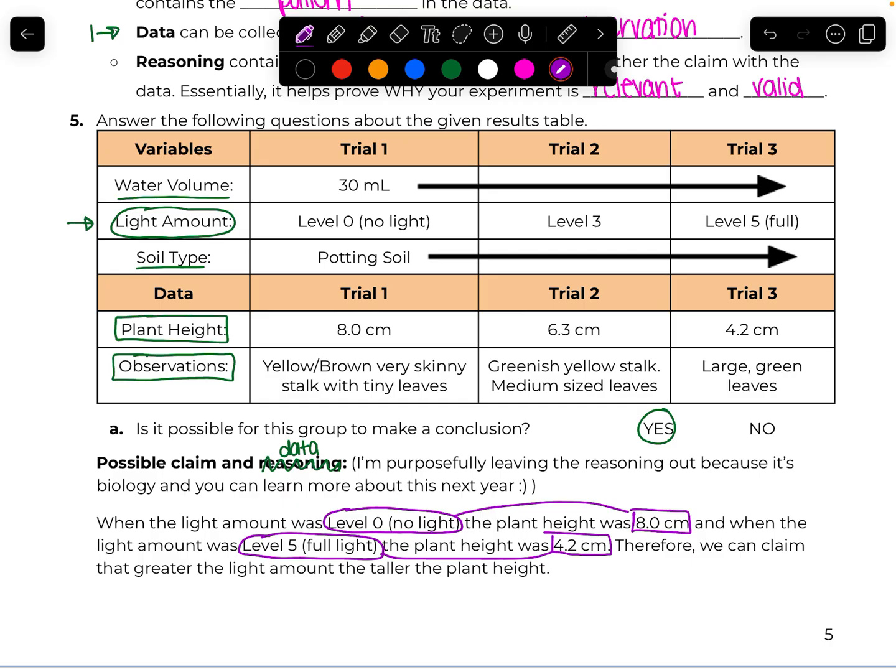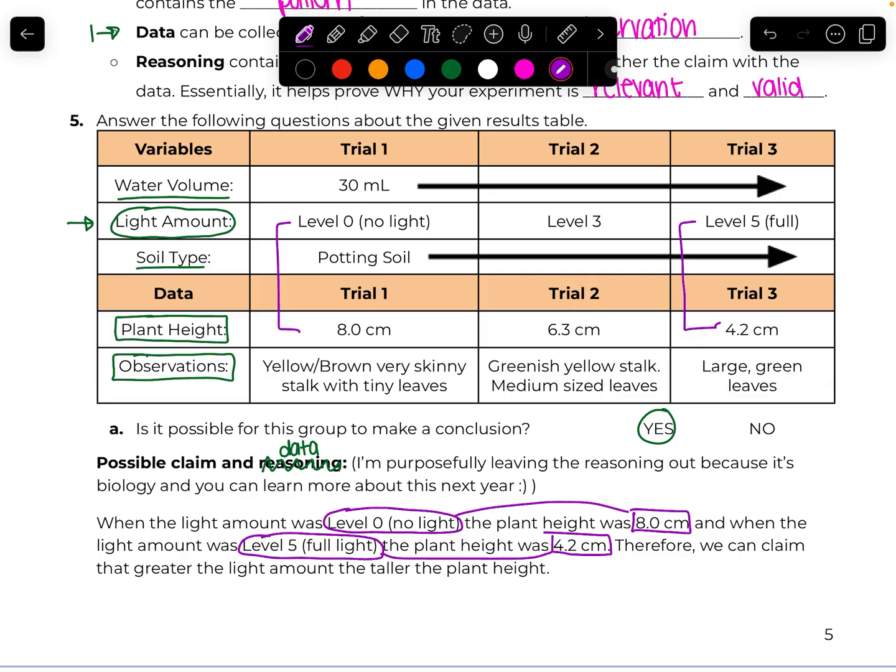So now we double check, does this match up? Level 0, 8 centimeters; level 0, 8 centimeters. That looks good. Level 5, 4.2 centimeters; level 5, 4.2 centimeters. That looks good. Okay, so our data statement's looking totally fine. We have our independent and our dependent variables. They're connected correctly. Now we move on.